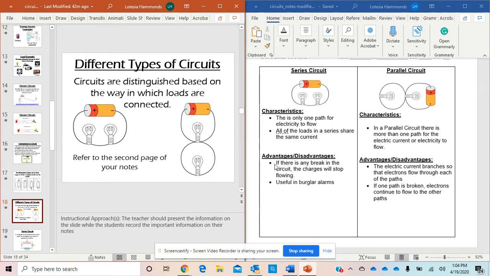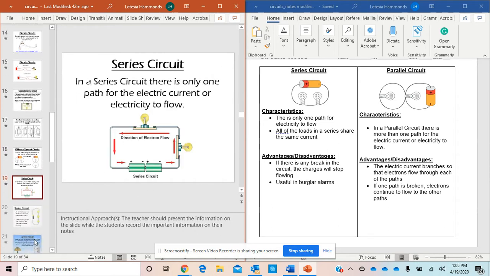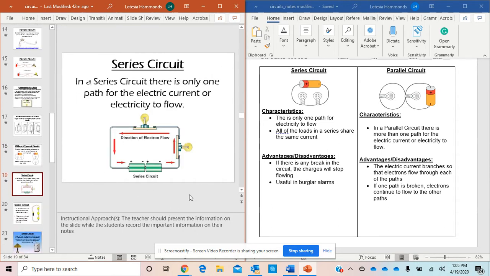So we have 2 types of circuits, circuits that are distinguished based on the way in which loads are connected. These types of circuits are either a series or a parallel. We're going to look at a series circuit first. So in a series circuit, there is only one path for electrical current or electricity to flow. Everything is connected. There is no opposite direction for it to travel.